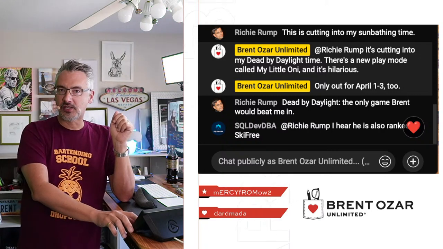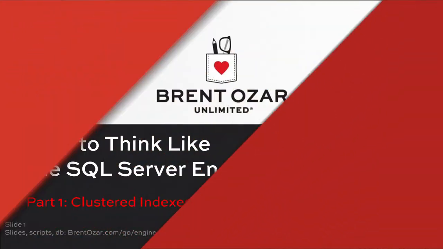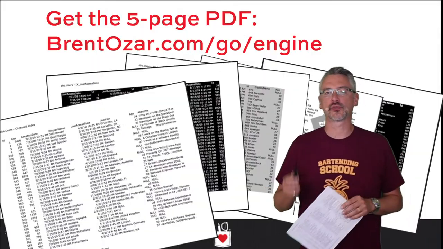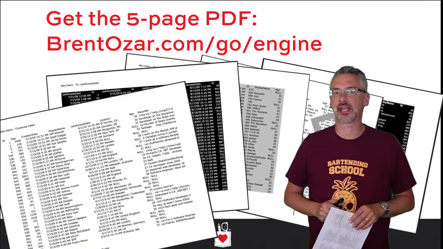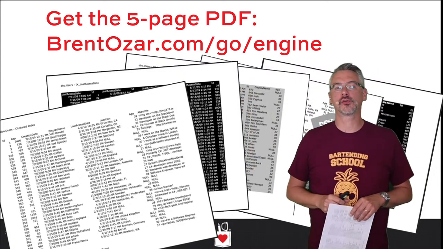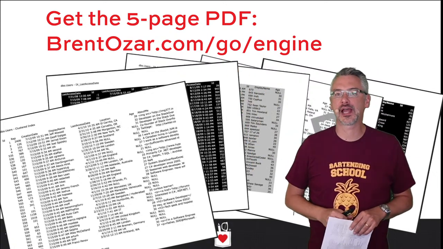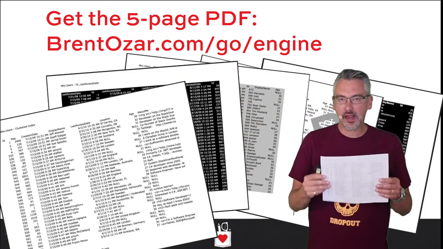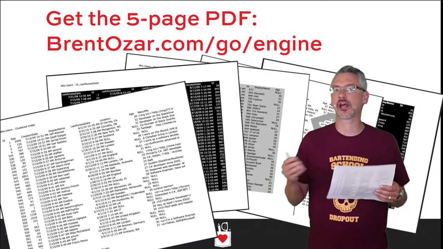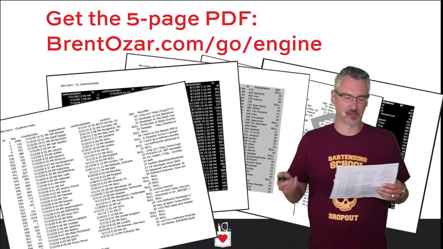So let's go ahead and get started. Today's class for How to Think Like the Engine, everything that I'm going to do is revolving around a set of PDFs, a little five-page PDF. And I give it to you over at brentozar.com/go/engine. You want to have this PDF in hand because it'll make a big difference when you start to think about how SQL Server executes stuff.